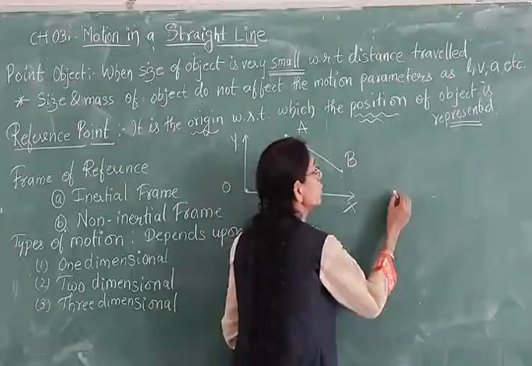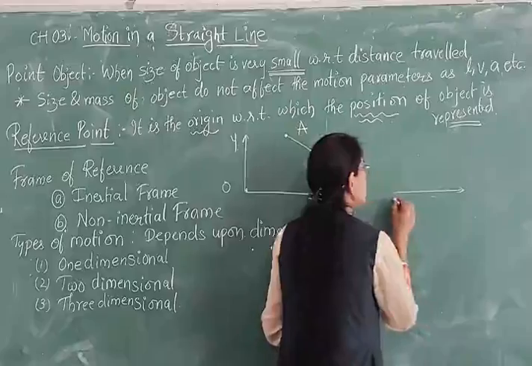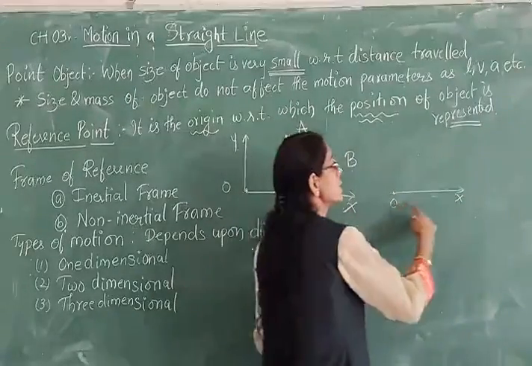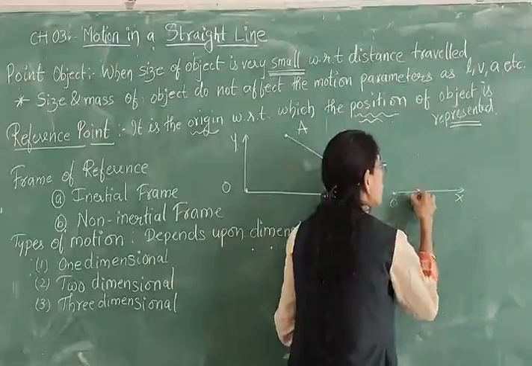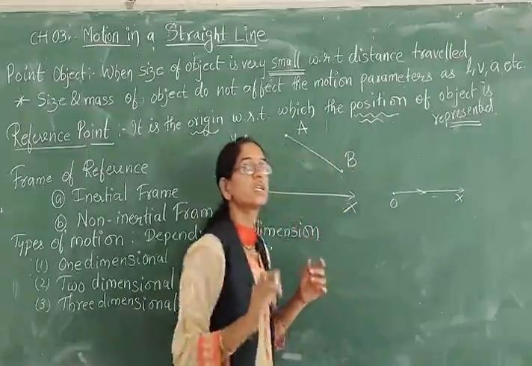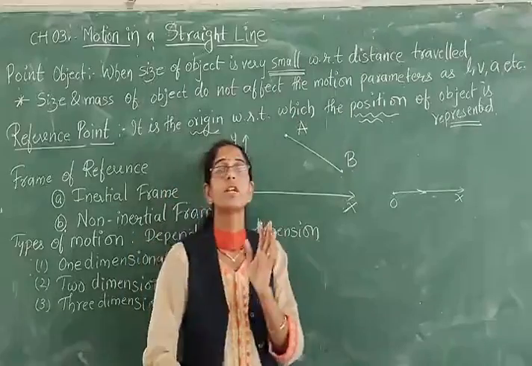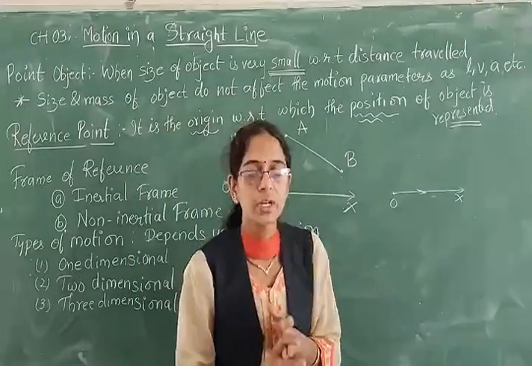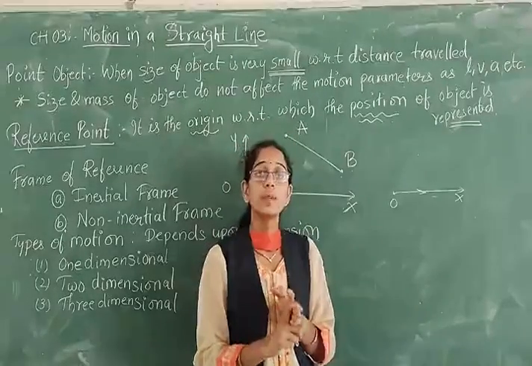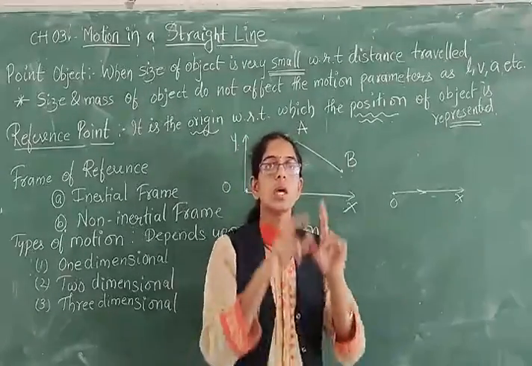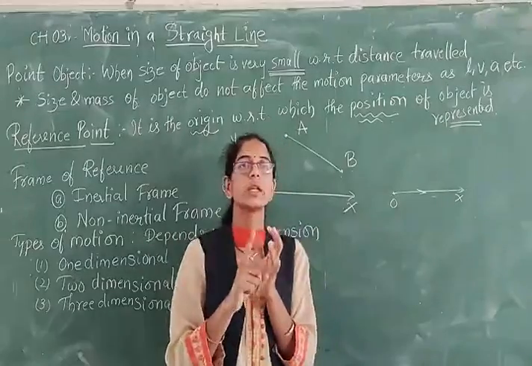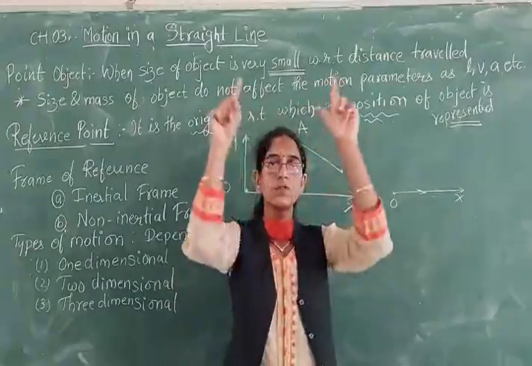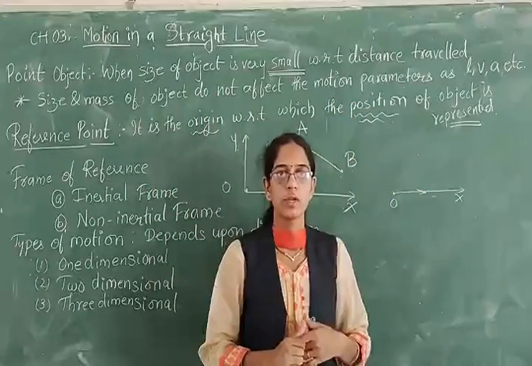If the object is moving only along a straight line, so O is the origin, only along the x-axis. Now this is the frame of reference. So along this direction the object is moving. The same object, if it is thrown in space, then we have x, y, z, three coordinate axes to represent the motion of the object. So x coordinate, y coordinate and z coordinate with that reference point will give you the particular frame of reference.